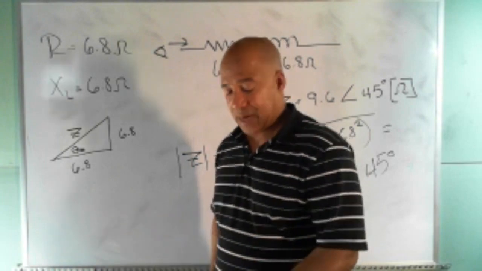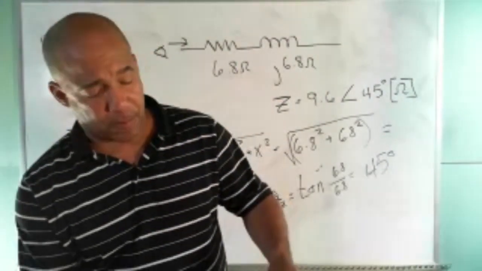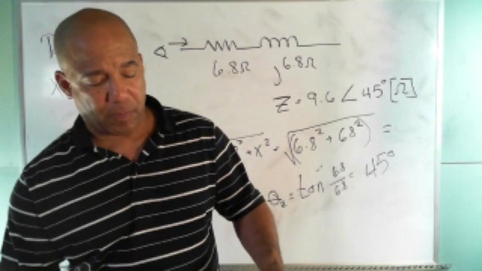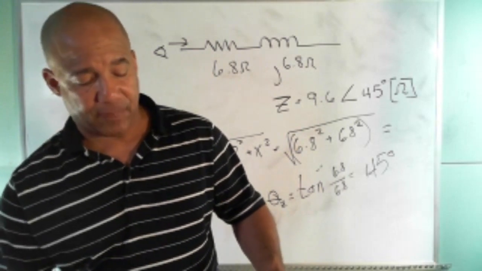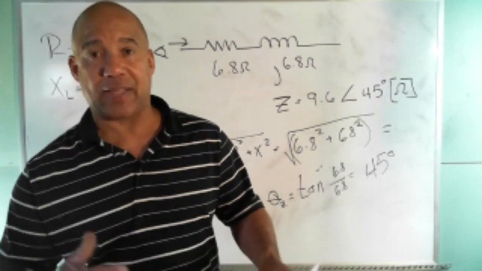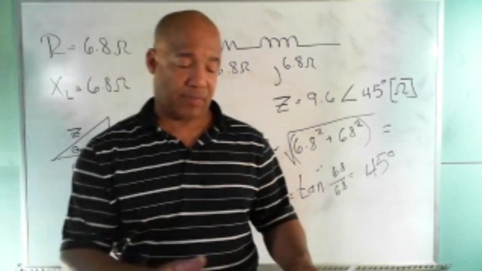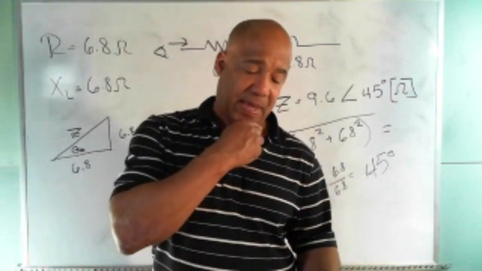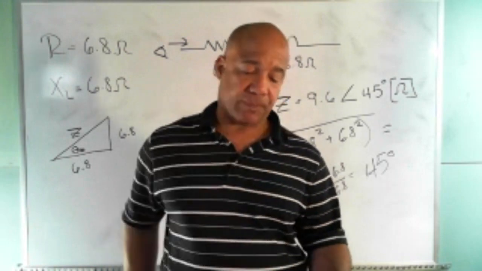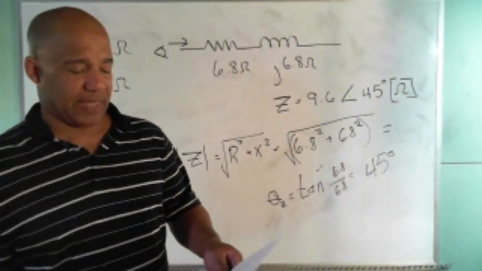They give you, I don't have my glasses, I cannot see that. They give you an XL of 4 and an XC of 7. So the XL of 4 would be a positive 4. The XC of 7 will be a negative 7. So your net X would be 4 minus 7, negative 3. So you have to supply that negative sign when you have a capacitor in the circuit and they're in series. So don't make that mistake of not putting that negative sign in there.